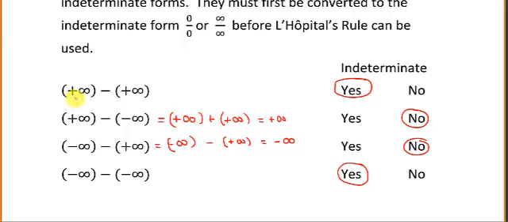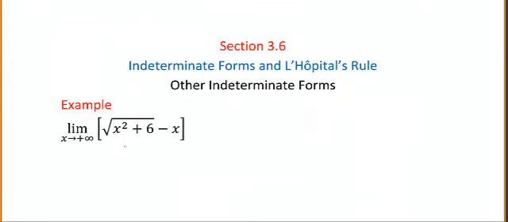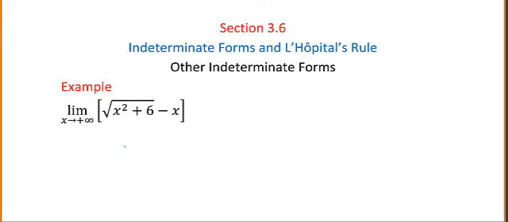So basically, a rule of thumb is that if the signs agree when we're subtracting, then it's an indeterminate form. If they are opposite when we're subtracting, then it's not an indeterminate form. So let's take a look at an example or two, a couple of techniques. All right, let's look at this situation.